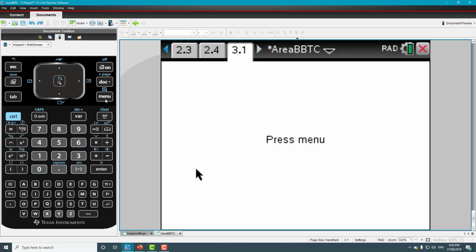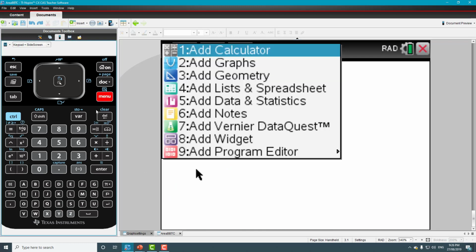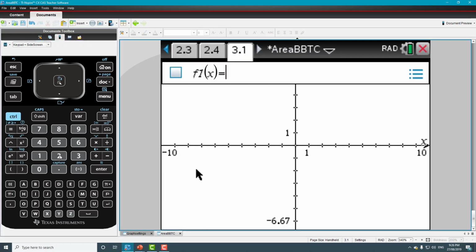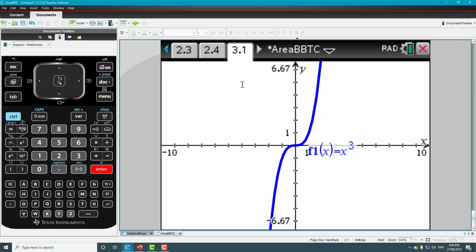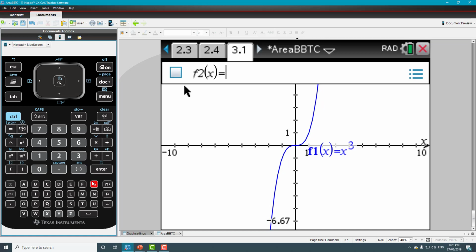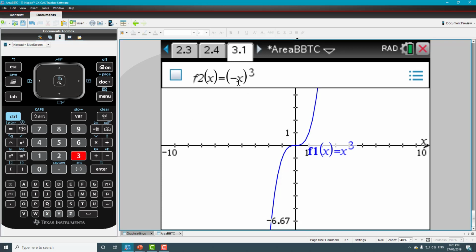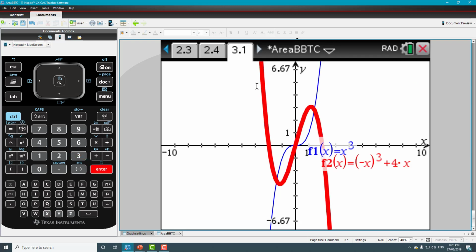So if I go to menu and insert a graphs page, and we are going to do our first function x cubed. I'm actually going to ignore the domain on this particular page. So that's my first graph, and then if I do control G, let's do the second graph, which is negative x whole cubed plus 4x. So I do get a graph.